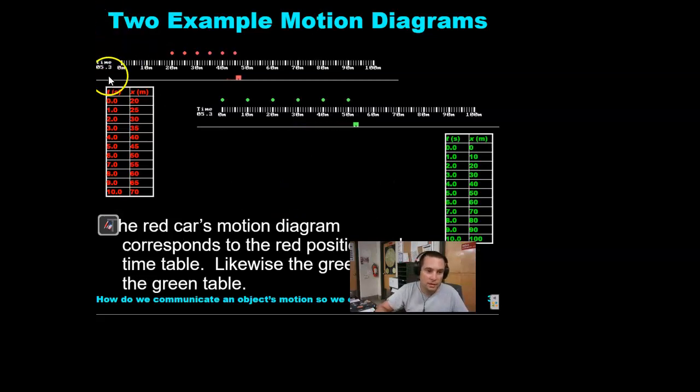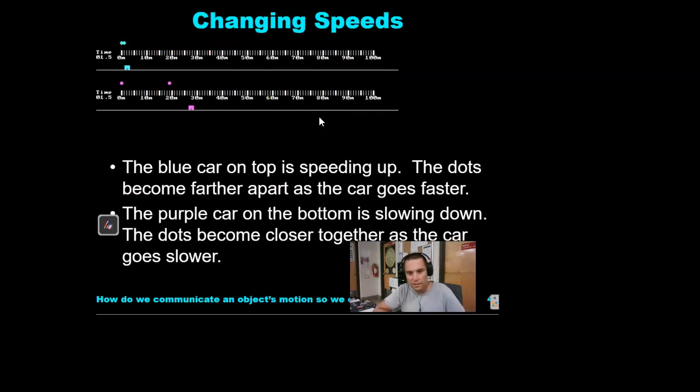Here's our position and time table for the red, position and time table for the green. Which one's easier to look at? I think it's the motion diagrams for sure. The blue car is speeding up. The dots become farther apart as the car goes faster. The purple car on the bottom is slowing down. The dots become closer together as it slows down. Let's watch that one more time.